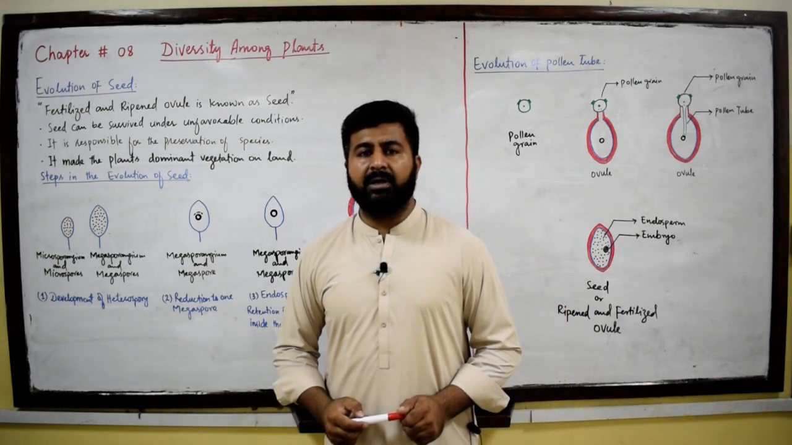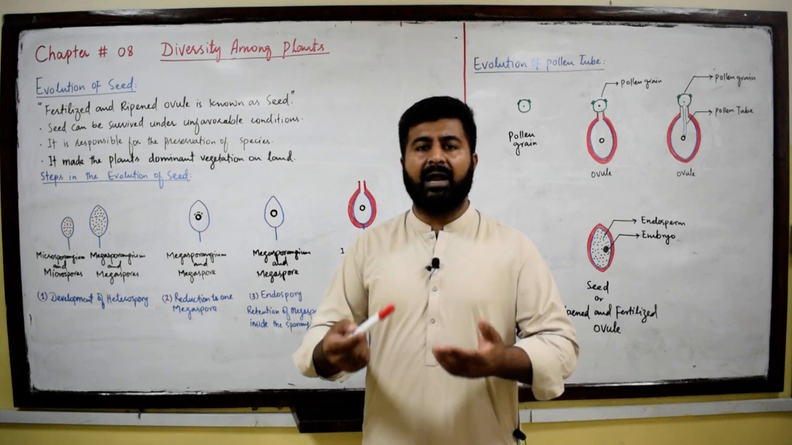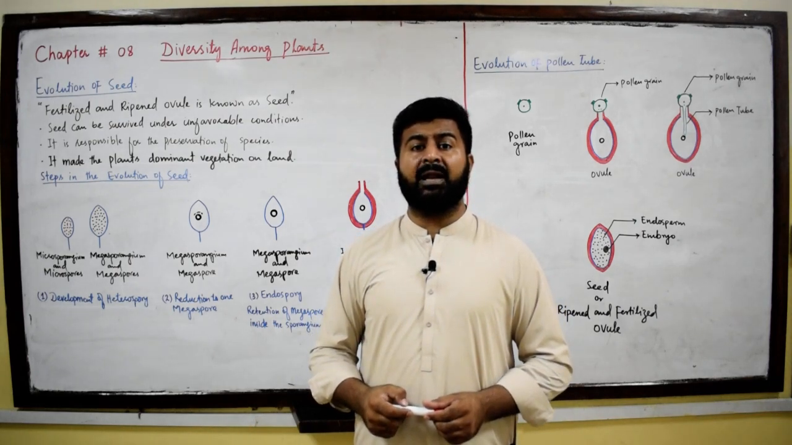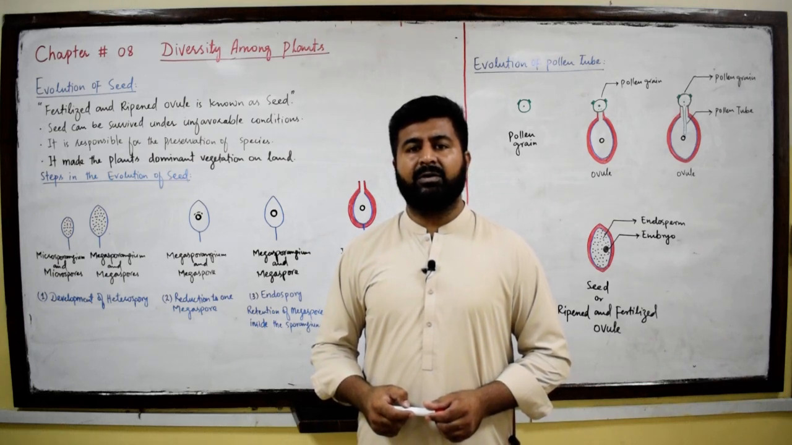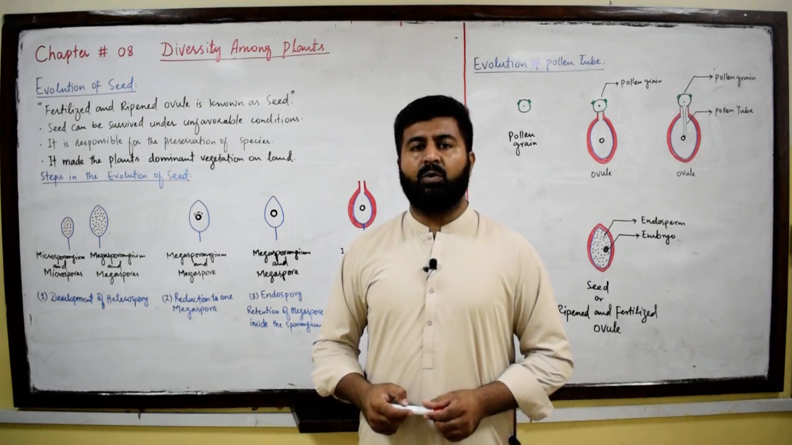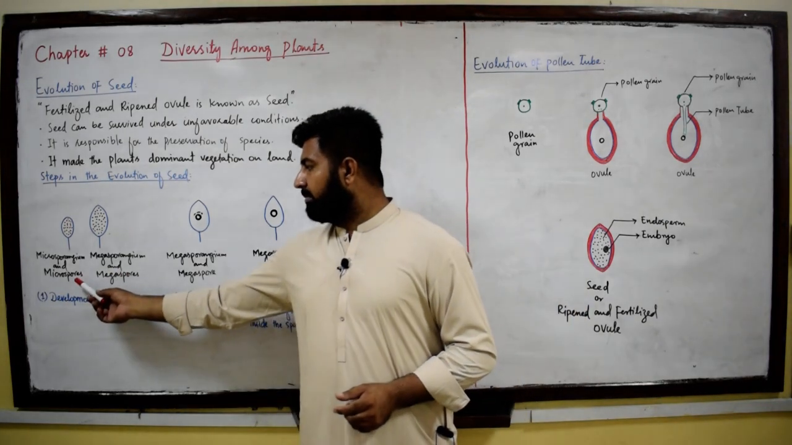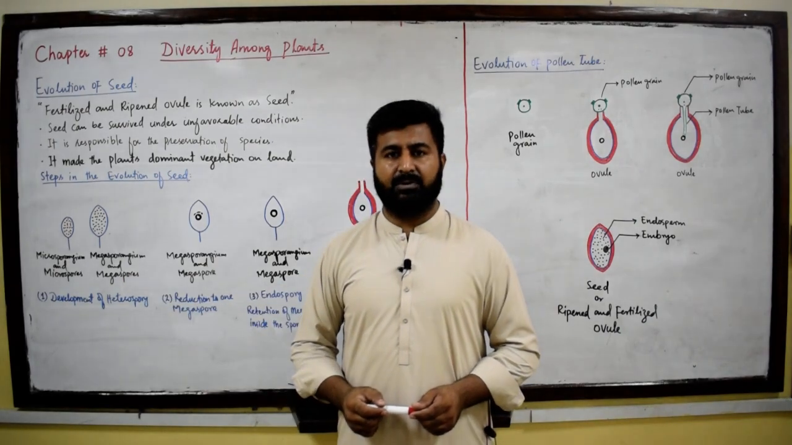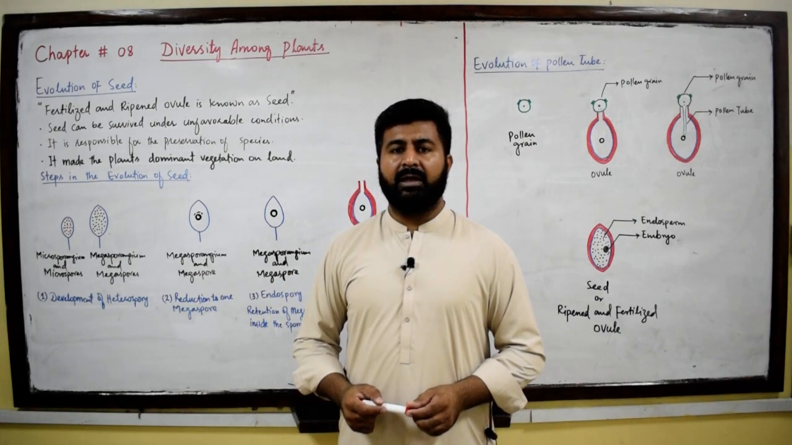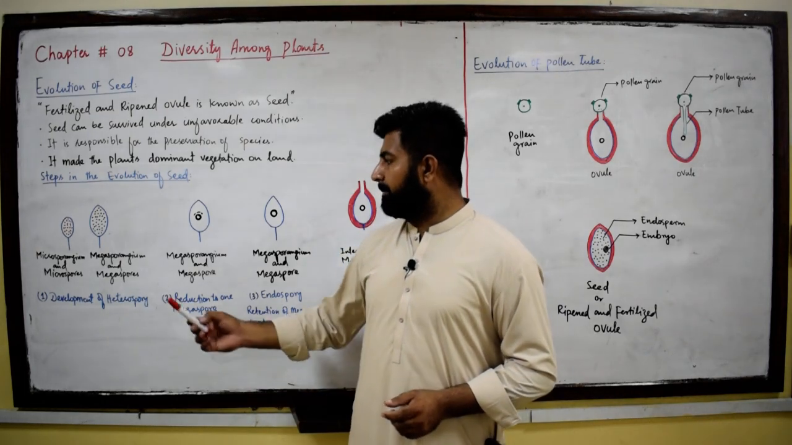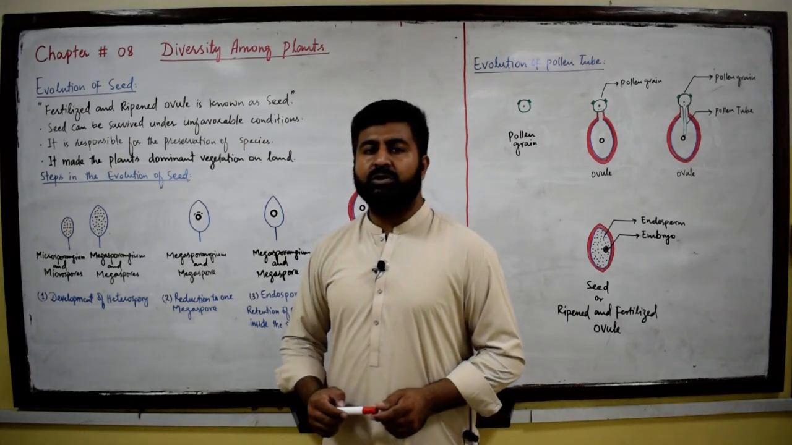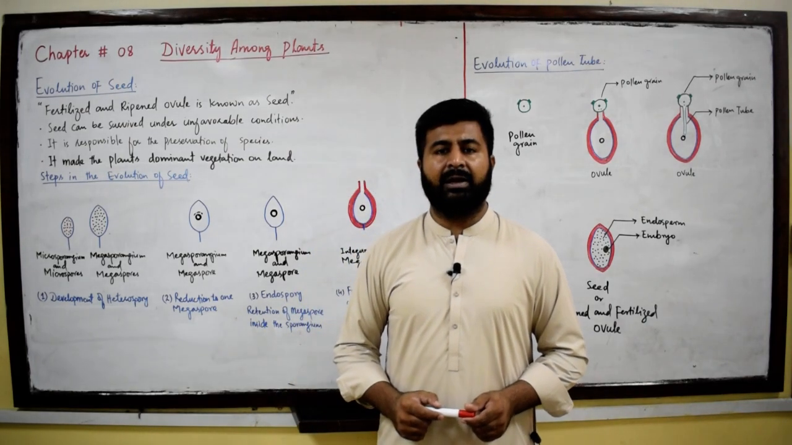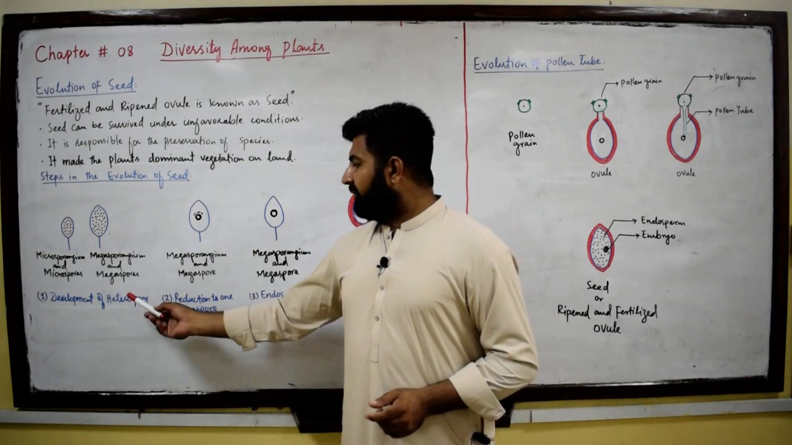If we compare the seeded plants with the non-seeded plants, the non-seeded plants are homosporous. It means that they have a single type of spore, and the spores are not differentiated into microspore or megaspore. So the first step in the evolution of seed is the production of two different types of spore, which is called heterospory, or development of heterospory.